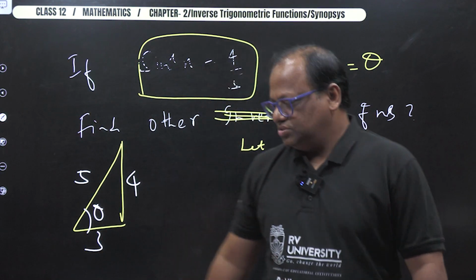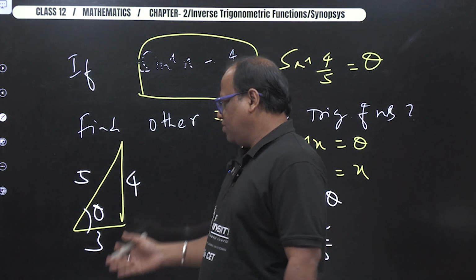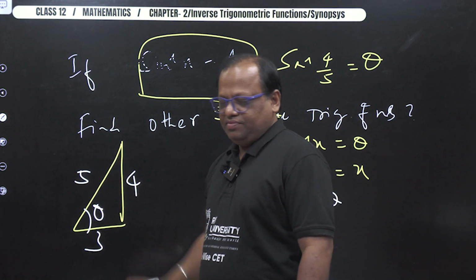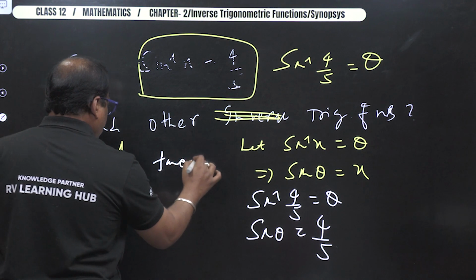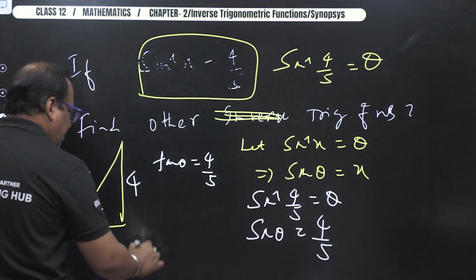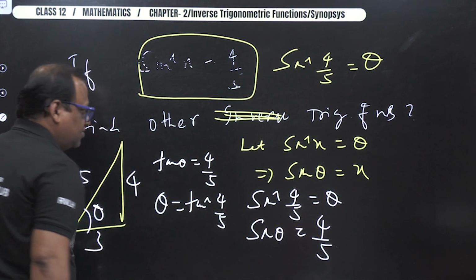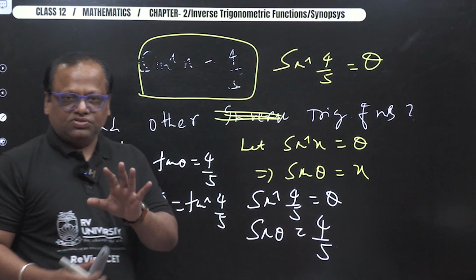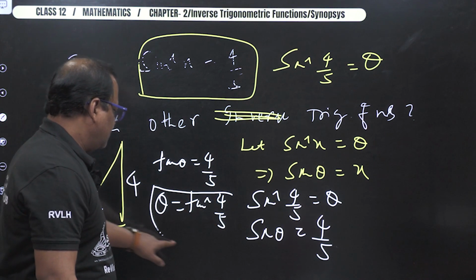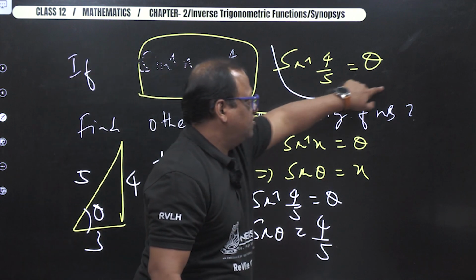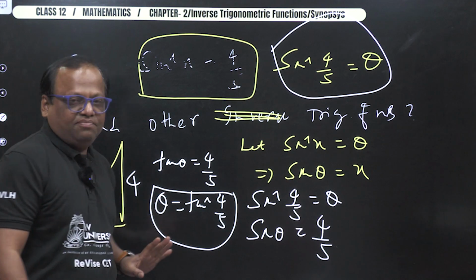Right? So tan theta is 4 by 3, cos theta is 3 by 5. Tan theta is equal to 4 by 5, and I can write the same theta as tan inverse of 4 by 5. Why I gave this example: I just want to show you that tan inverse of 4 by 5 and sine inverse of 4 by 5 are same. They are both same because they are equal to theta.